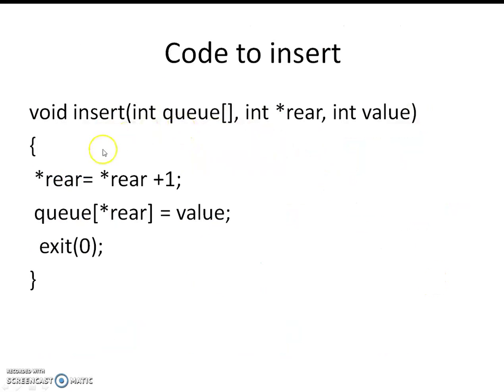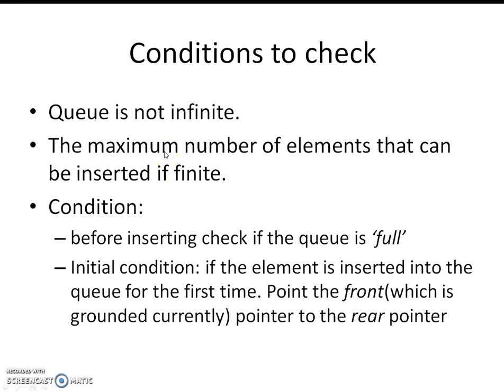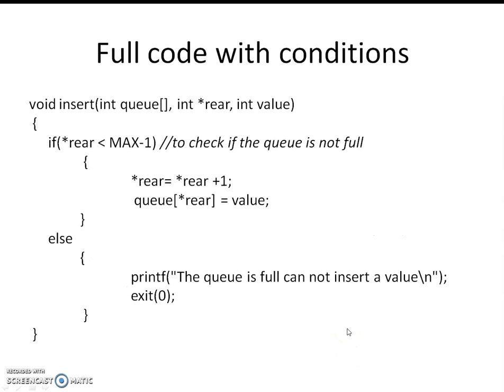Now what is the code to insert? You see that the rear pointer is incremented by 1, then the value is inserted into the queue. So have we left out any conditions? Of course we have. The first thing that we have forgotten is that the queue is also finite, so we'll have to check whether the queue is full or not, right? That is one. And the second is, if the element is inserted into the queue for the first time, you can remember that both front and rear pointers were grounded, and it becomes our responsibility to bring the front pointer also to the same position where the rear pointer is pointing. So these are the two things that we have to take care of.